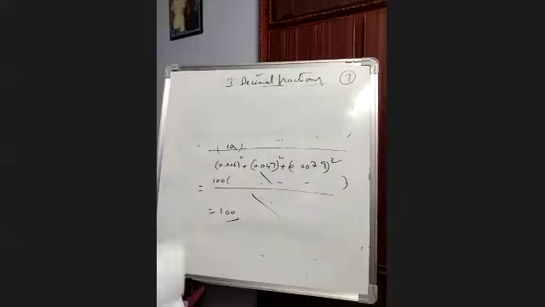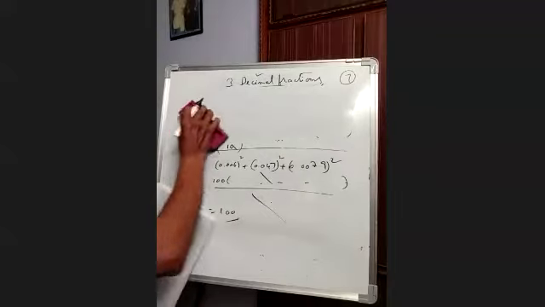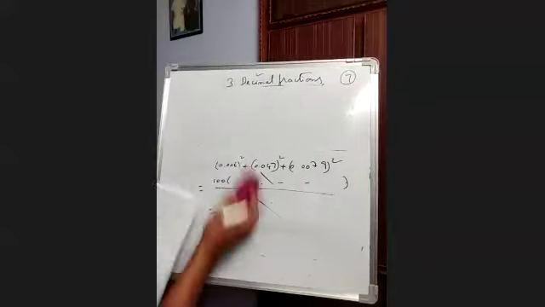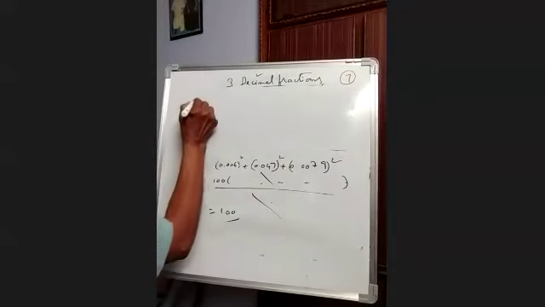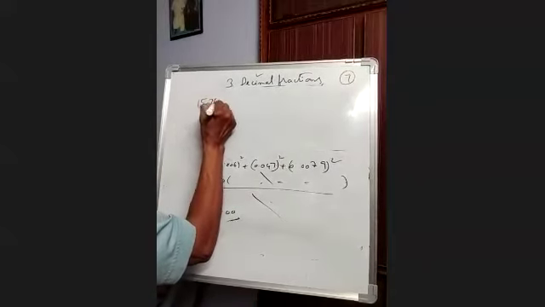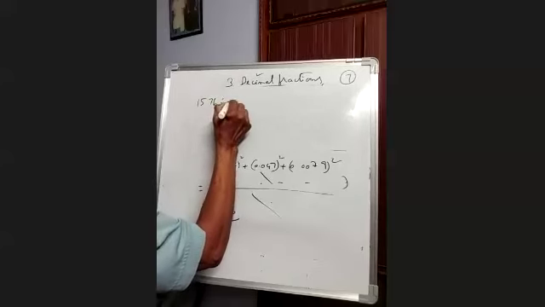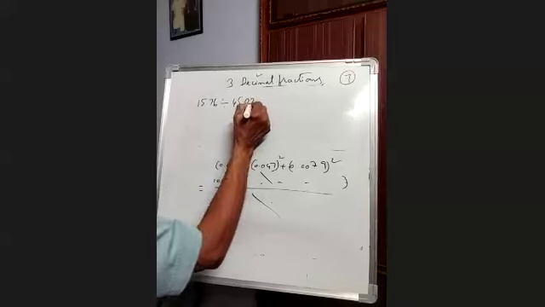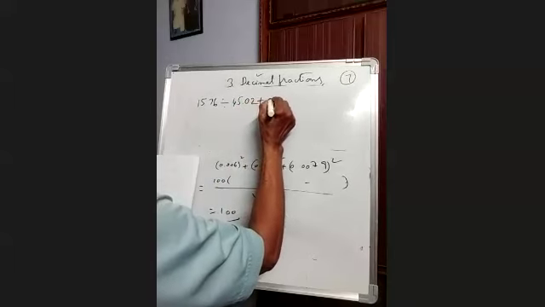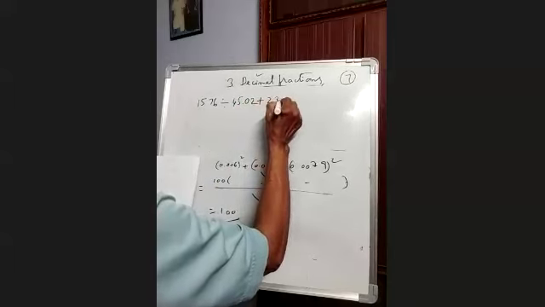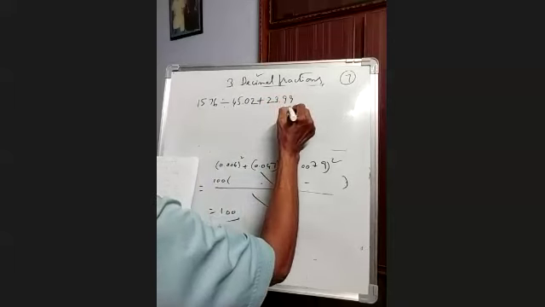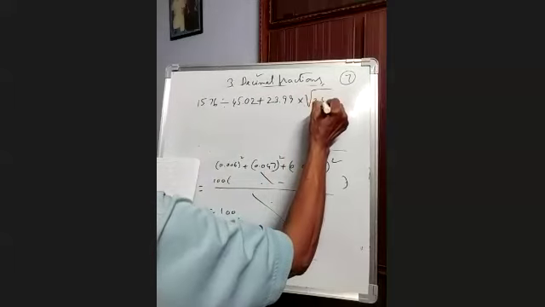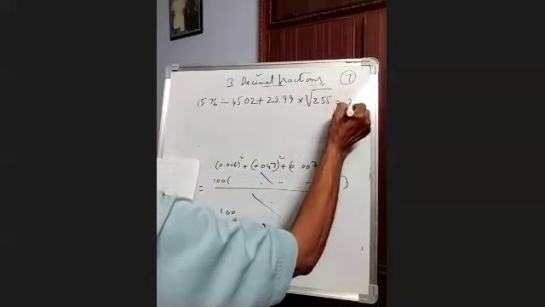One more question. We are going to complete the decimal fractions chapter also. 1576 divided by 45.02 plus 23.86 into root 255, question mark.